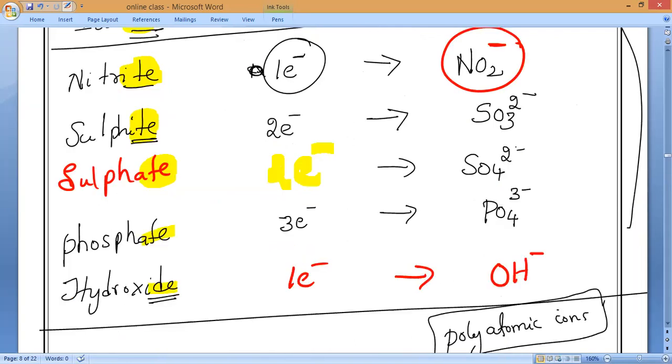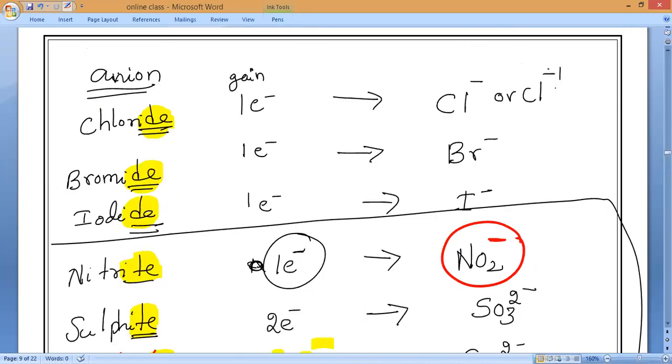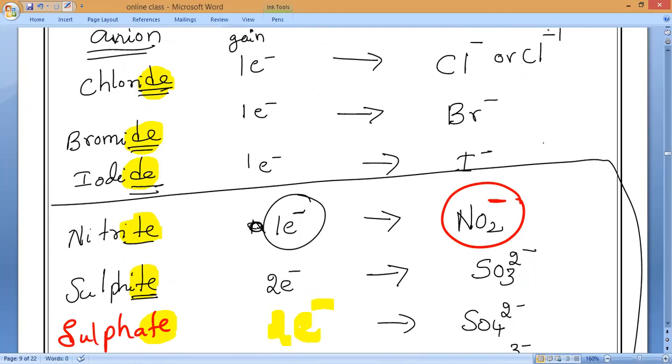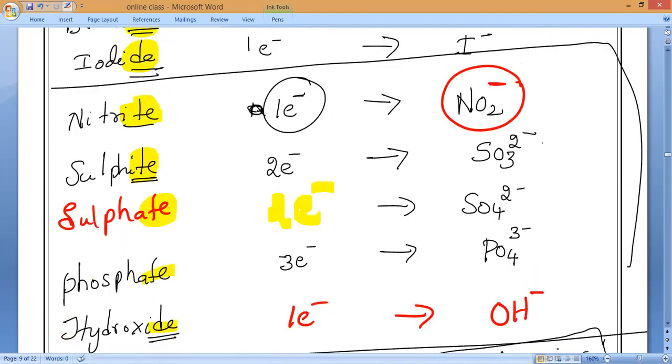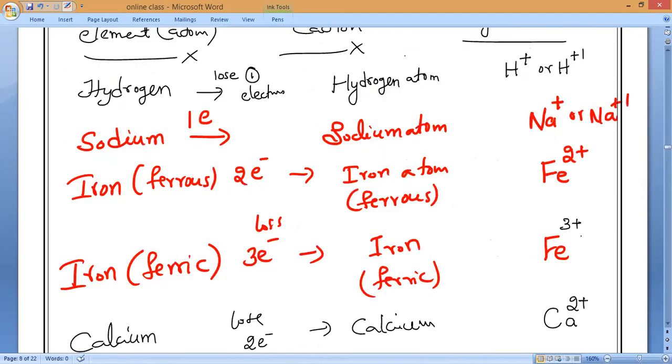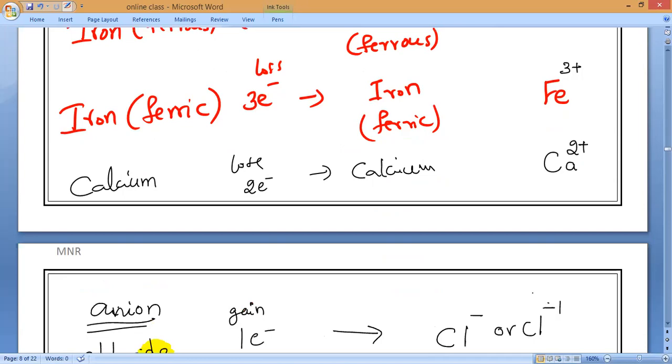Now, you might have noticed in the previous tabular column, I have written in some places -1, some places 2 minus, some places 3 minus. When I write -1, it indicates how many electrons it is receiving? One electron. If I write 2 minus, two electrons. If I am writing 3 minus, three electrons. Same way, when I write 3 plus, how many electrons is it losing or donating? Three. If I write 2 plus, it is donating two electrons. So that is what we call valency of ions.